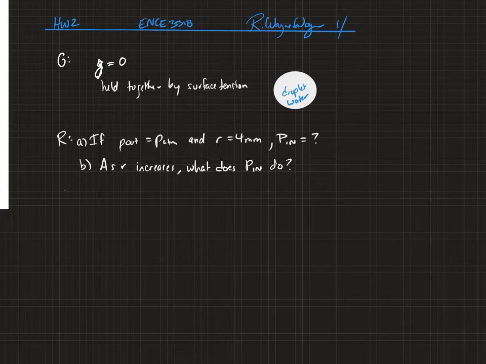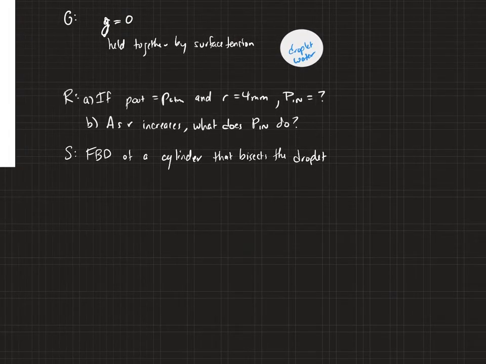Okay, so here's the solution. There are 2 solutions. I'm going to start with the easier of the 2 because it doesn't involve calculus. What we're going to do is a free body diagram of a cylinder. This is kind of the clever solution that bisects the droplet. Basically I'm going to draw a line through the middle of this droplet like that, and I'm going to have a cylinder up there. The whole top of that cylinder is air.